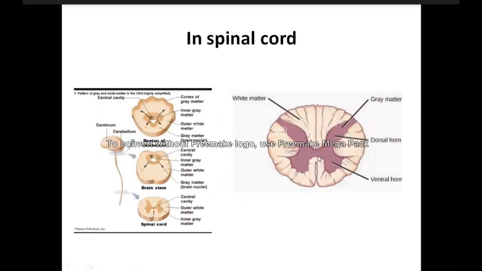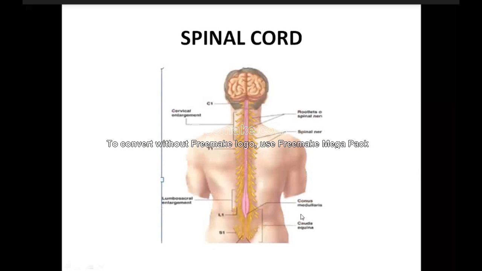But in the case of the spinal cord, the outer is the white matter and the inner is the gray matter. So this is different. The organization of the gray and the white matter is different in the cerebrum and spinal cord. This is the cross section of the spinal cord. In the spinal cord, the outer is the white matter and inner is the gray matter. That's how it is organized.